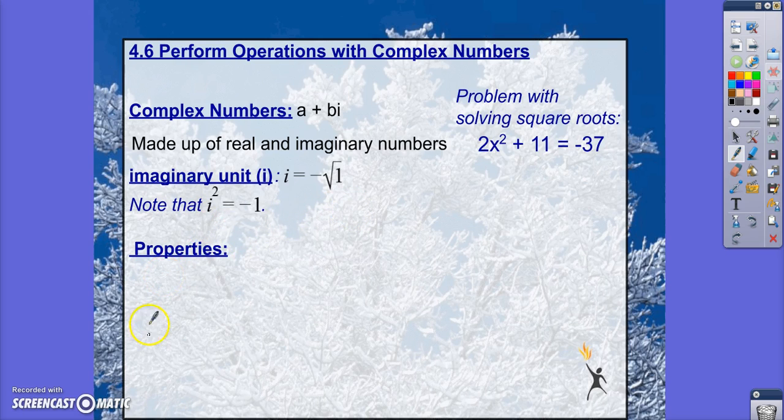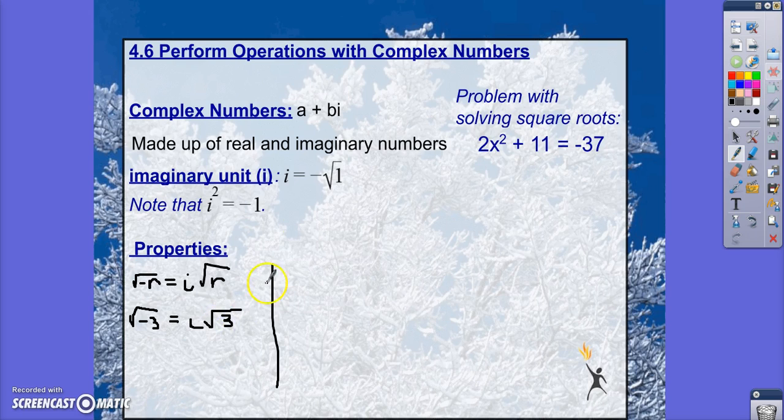So look at some properties here. If I have the square root of negative r, we're going to call that now i square root of r. So the negative inside the root now just comes out to the front as an i. So let me give you an example here. If I told you the square root of negative 3, we would now say it's i root of 3. i for imaginary.